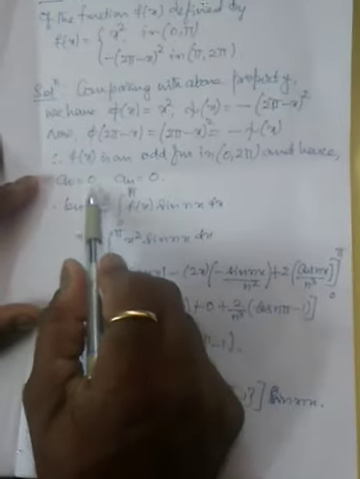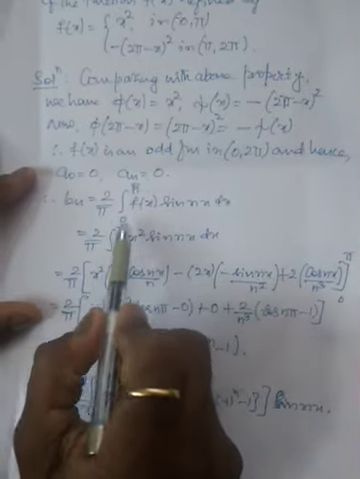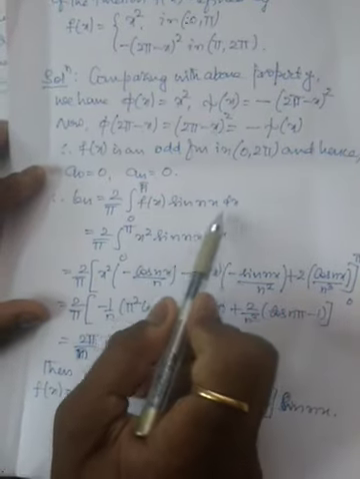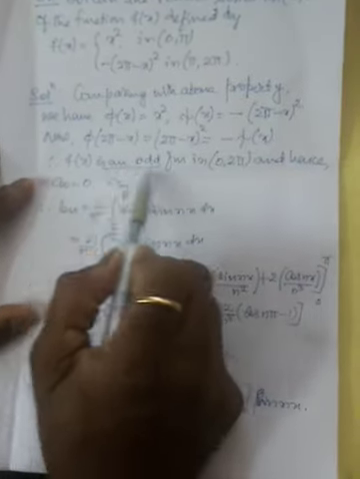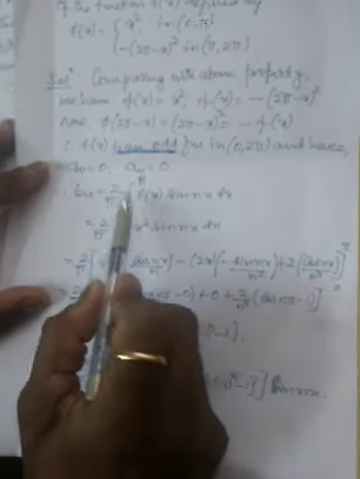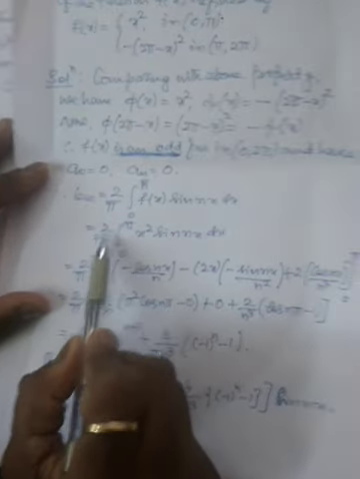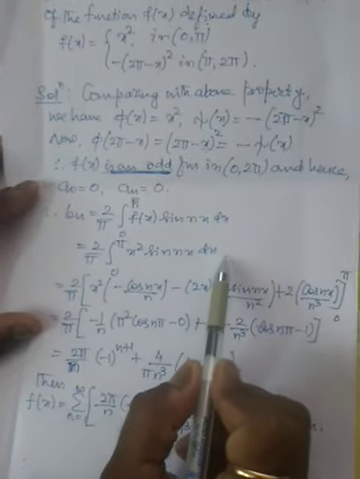Hence in the interval, a0 and an will be 0, and only bn will be 2 upon pi, integral from 0 to pi of f of x into sin nx dx. Observe that f of x is an odd function. My dear students, refer to this condition. Therefore, we only need to evaluate bn, and therefore bn is equal to 2 upon pi, integral from 0 to pi of x square into sin nx dx.